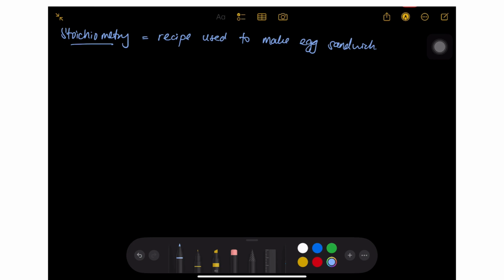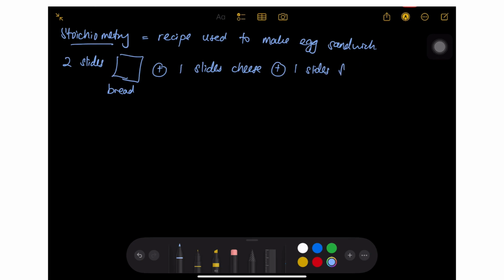So for an egg sandwich, the recipe will be 2 slices of bread plus 1 slice of cheese plus 1 slice of fried egg and you have 3 slices of tomato. So this is the recipe.